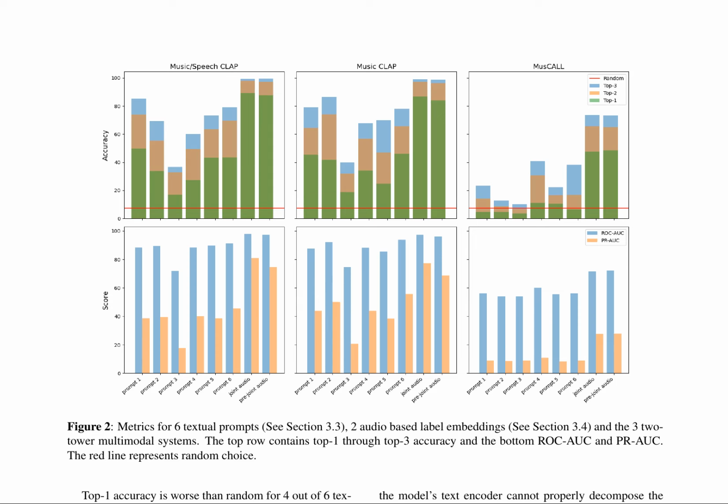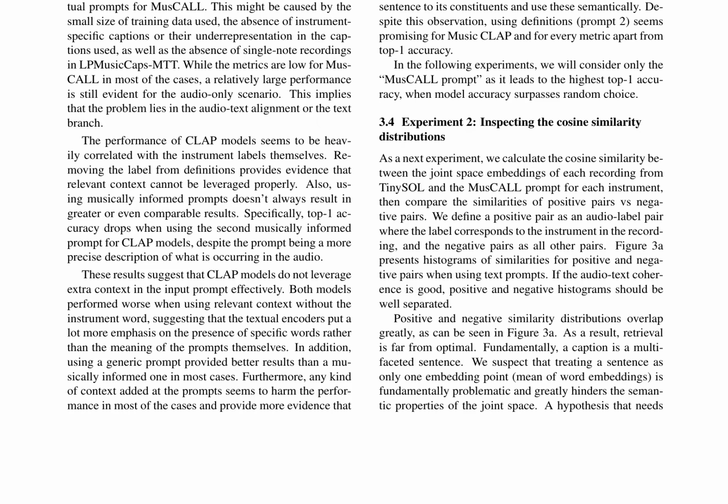The performance of CLAP models appears heavily correlated with the instrument labels themselves. Removing labels from definitions or using musically informed prompts does not lead to better results. In fact, top 1 accuracy drops when using the second musically informed prompt for CLAP models, despite being a more precise description of the audio. This indicates that CLAP models fail to effectively leverage extra context in the input prompt.